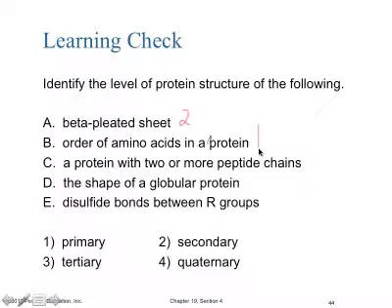A protein with 2 or more peptide chains. I'm going to go with secondary structure there. Might be wrong. The shape of a globular protein. I'm going to go with 3. Disulfide bonds between R groups. Definitely 3. Now we're missing 4, so perhaps the shape is not 3 but 4.